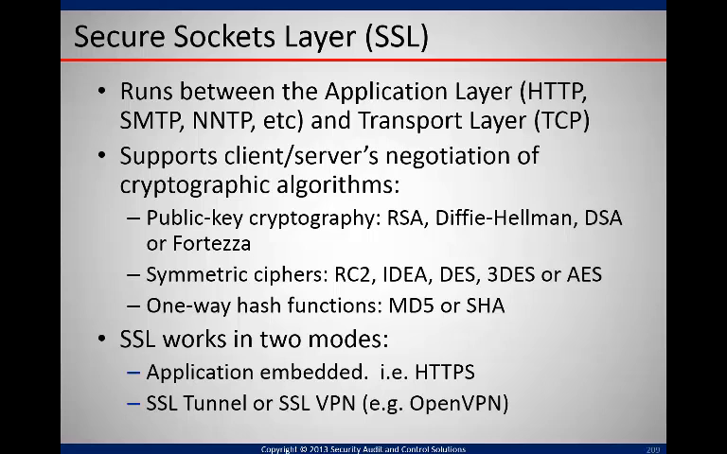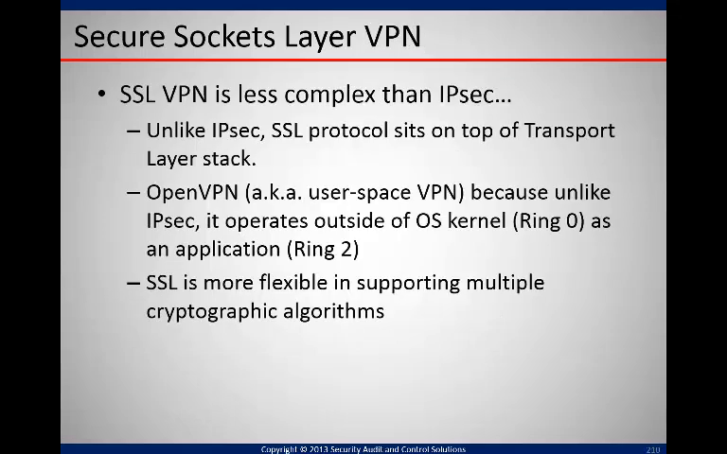SSL, or Secure Sockets Layer, runs between the application layer, with HTTP, SMTP, NNTP and many more as examples, and the transport layer, TCP. It supports client-server negotiation of cryptographic algorithms such as public key cryptography, RSA, Diffie-Hellman, DSA and Fortezza, or symmetric ciphers such as RC2, IDEA, DES, Triple DES or AES, and one-way hash functions such as MD5 or SHA. SSL works in two modes, either application embedded, such as HTTPS, or SSL tunnel or SSL VPN, such as OpenVPN.